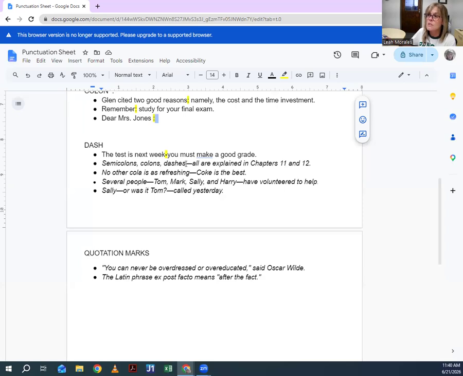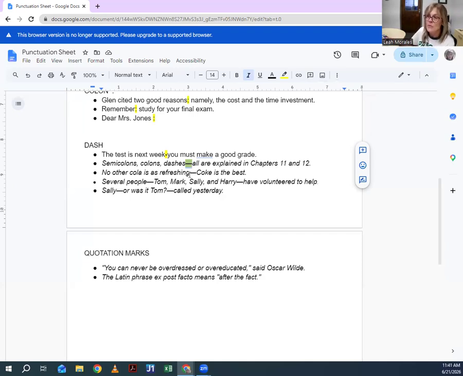Semicolons, colons, dashes are all explained in chapters 11 and 12. You see that you put a dash right there. It is used deliberately to repeat a point for clarity. Okay, it helps. It is used to separate an afterthought in a sentence. Connect sort of, if you have a sort of unexpected or clarifying afterthought to the end of a complete sentence.